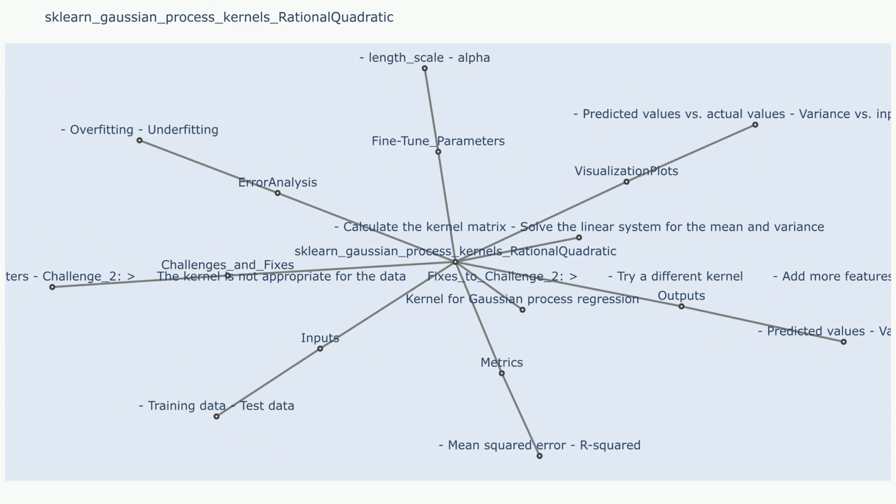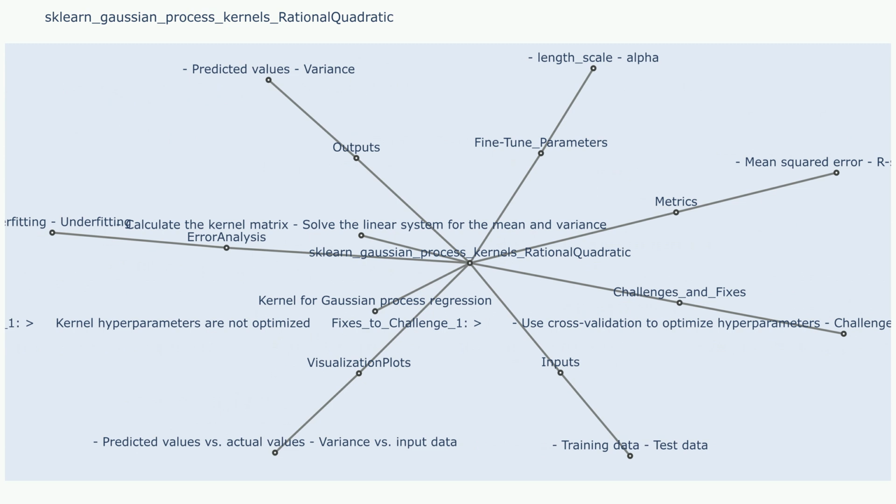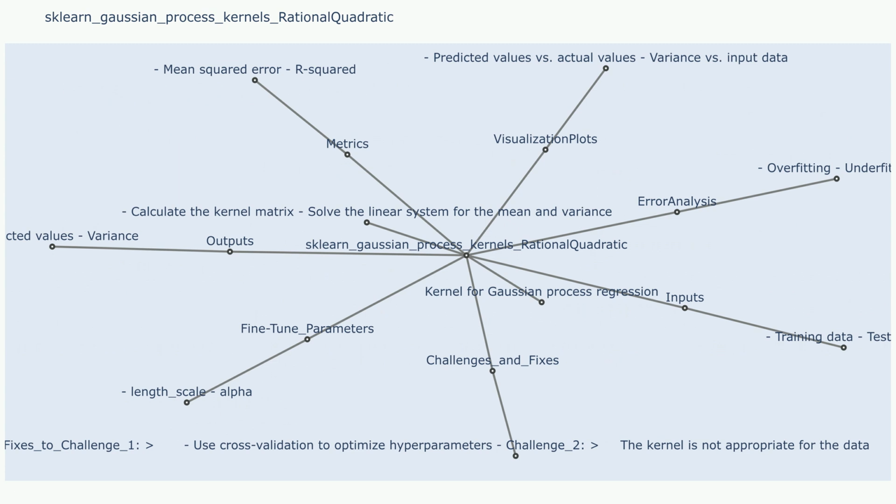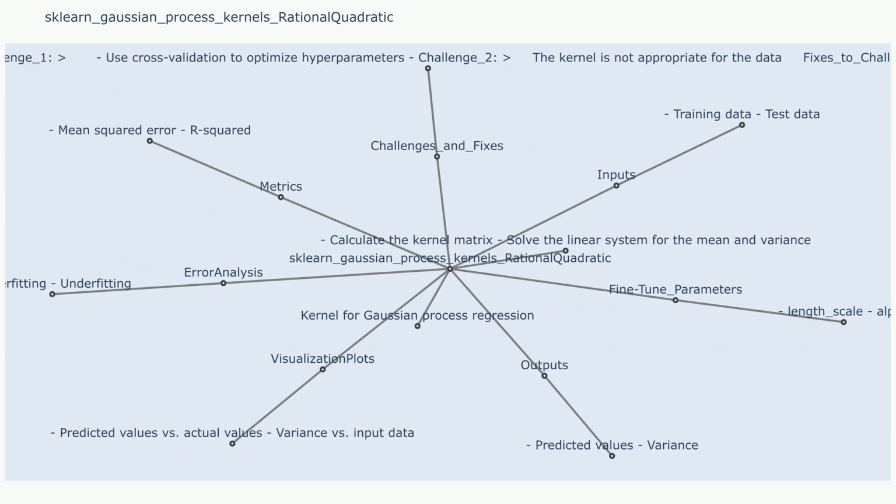N features. Y the output data, typically a 1D array of shape n samples. K the kernel matrix, a 2D array of shape n samples, N samples containing the kernel values between all pairs of input data points. Steps: compute the squared Euclidean distance between all pairs of input data points. Apply the rational quadratic kernel function to the distances.